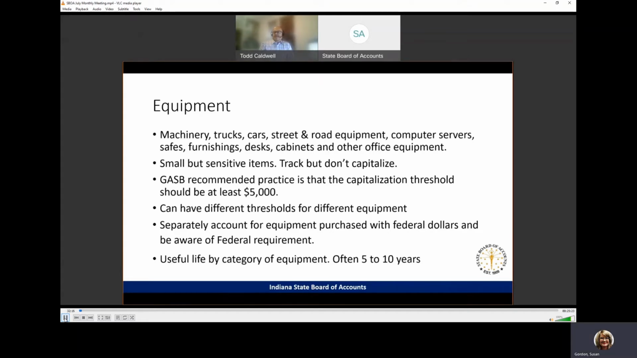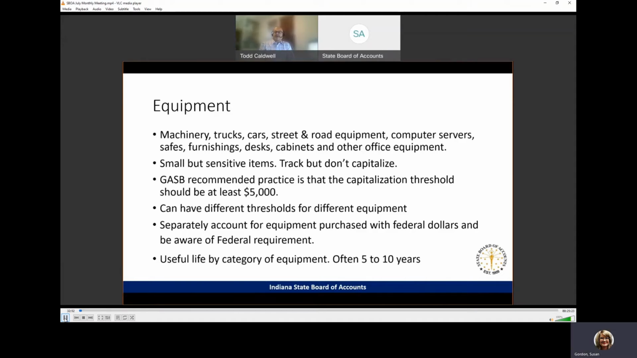Now, GASB, and you've heard me say GASB a couple of times, that stands for the Governmental Accounting Standards Board. They set a recommended practice that the threshold will be set at least $5,000. It can be set higher depending on your needs, could be $10,000 or $50,000, anywhere in between. Review your detailed listing, and if there are numerous smaller items, you might want to consider raising your threshold amount. You typically don't see thresholds for equipment that are less than $5,000 unless there's a good reason documented for the lower threshold.